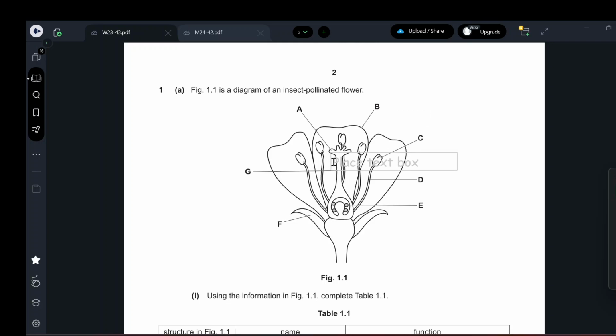A is the stigma. B is the petals. C is the anther. D is the filament. E is the ovule inside the ovary. F is the sepals. So we said all the labels.